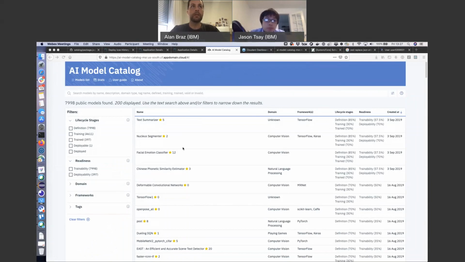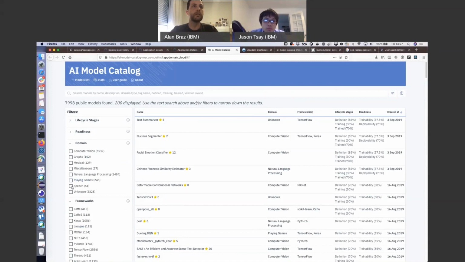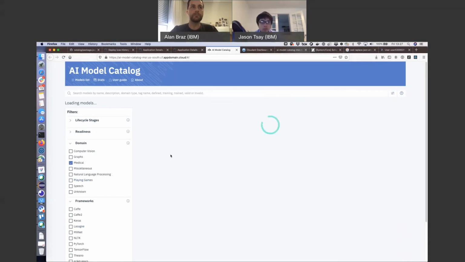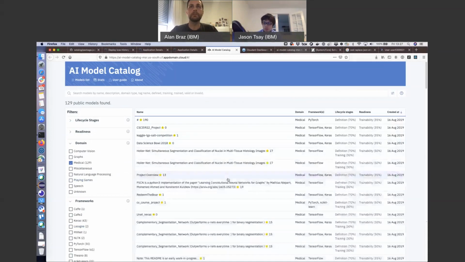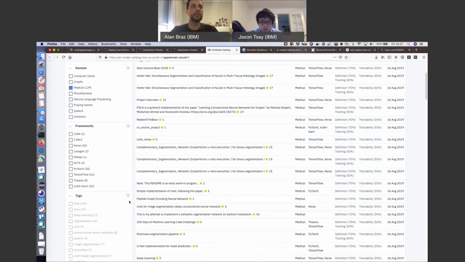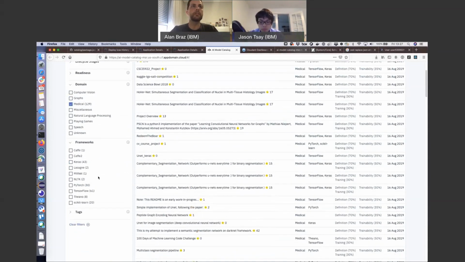We have this main page that is a list of all the 7,998 models, and we can drill down by all the filters of extracted and inferred metadata. For example, for domains, we can filter down by only the medical domain, and then drill down the models list, and also by framework or by tag that is extracted from GitHub. So it's very interesting to filter, drill down and visualize here.